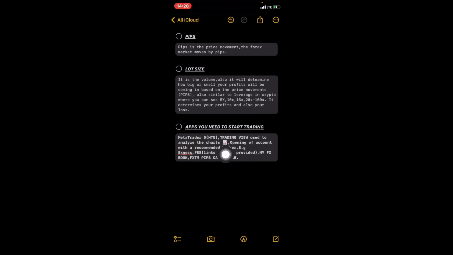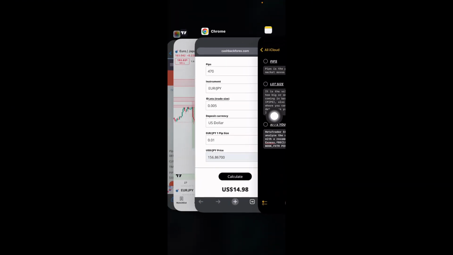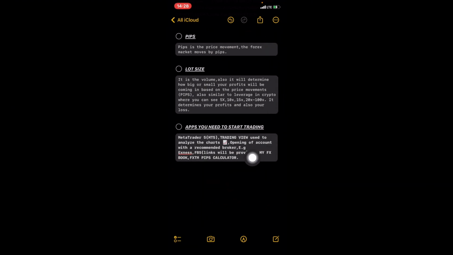We have TradingView, used to analyze charts like I just showed you guys now. Then we have opening of your account with a recommended broker. I'll show you guys this app. We have FBS, and I'll provide the links. So you need to have MetaTrader 5. You need to have TradingView, which you use to analyze charts. You need to have a recommended broker like XNS, FBS. If you need links, they will be provided in the community group.